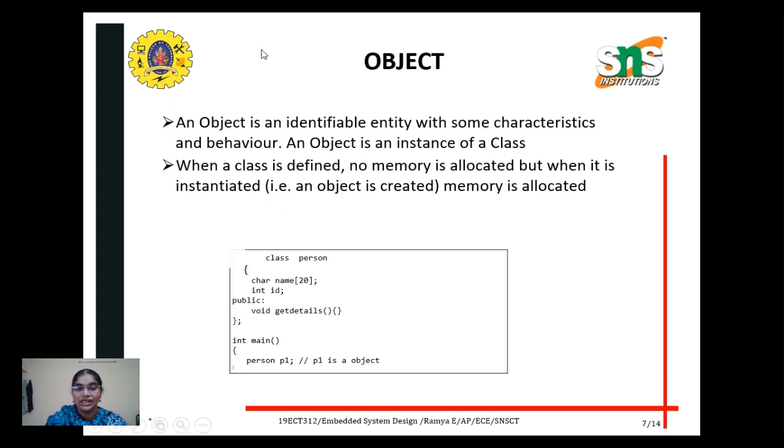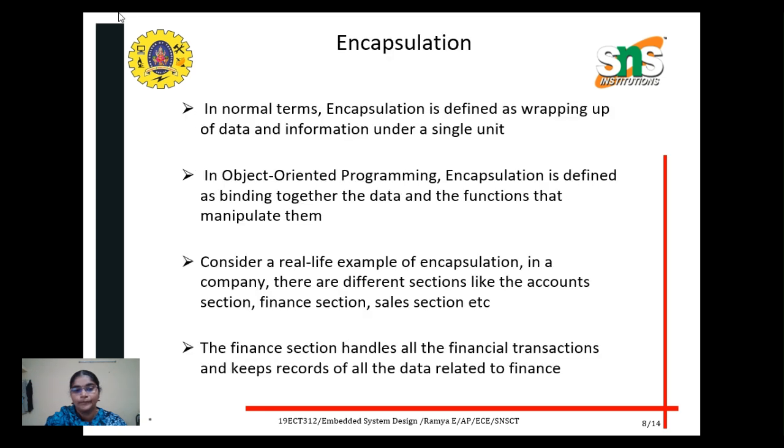Next important thing in OOPS concept is object. Previously we discussed about class. Class is nothing but a blueprint. Object is an identifiable entity with some characteristics and behavior. An object is an instance of a class. Okay, so when a class is defined, no memory is allocated, but when it is instantiated, an object is created and memory is allocated. Okay, so it is a very important thing.